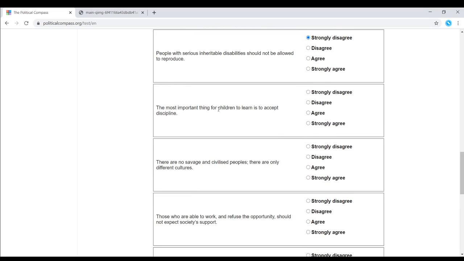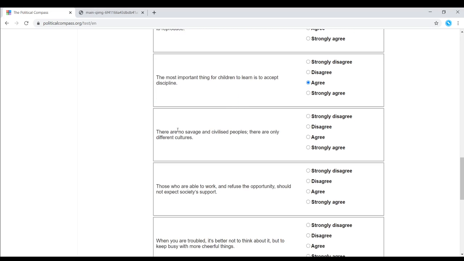The most important thing for children to learn is to accept discipline. I'm going to agree with that. I don't think it's the most important thing, but I think it's up there. I think it's one of the most important things. So I'll agree. But there are far more values, Christian values, that need to be taught to children.